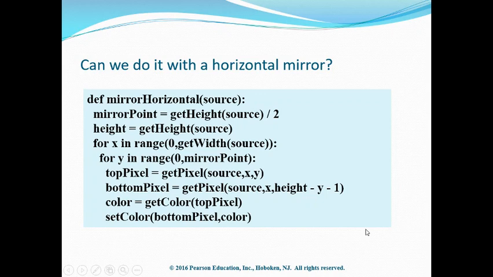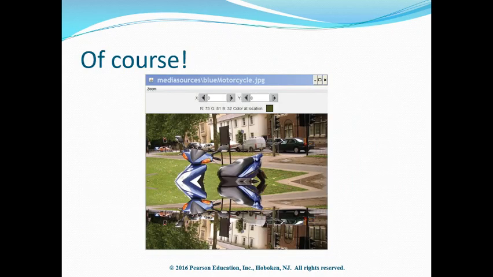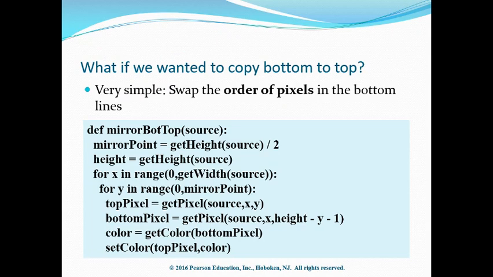So what can we do for a horizontal mirror? To do the horizontal mirror, we do the height divided by 2, right? We go through the pixels, we update them, similar to what we just did for the vertical mirror. And we can get something similar to that. So what if we wanted to copy the bottom to the top? Very simple. We just swap the order of pixels in the bottom lines.